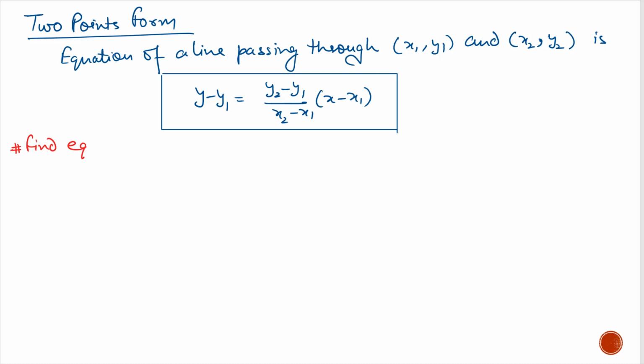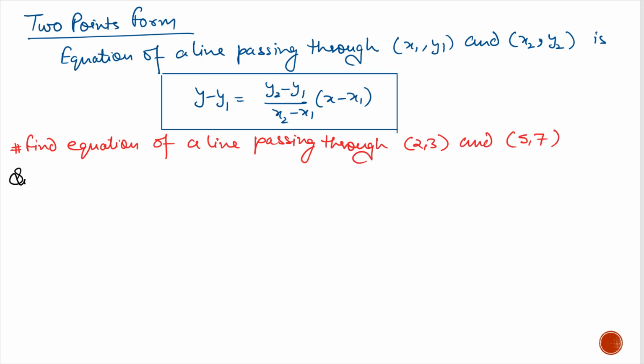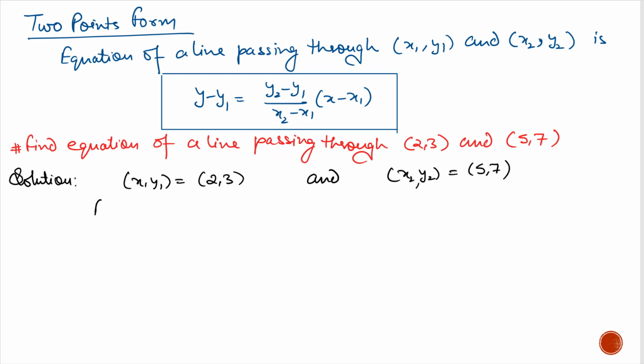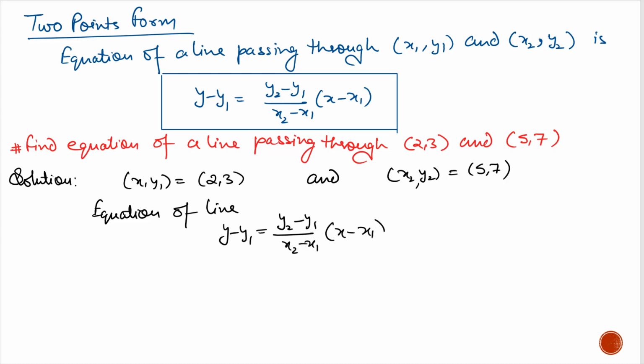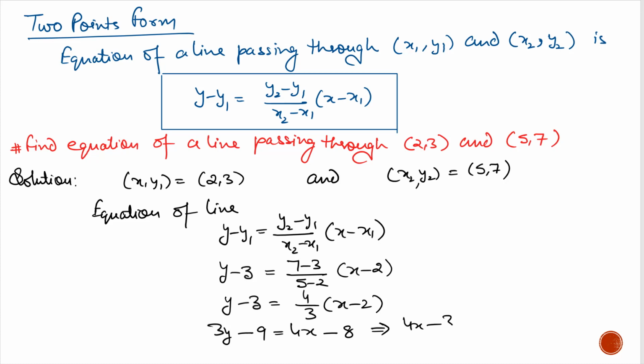We will explain with the help of an example. Find the equation of a line passing through the two points (2, 3) and (5, 7). Here (x1, y1) is (2, 3) and (x2, y2) is (5, 7). Now applying the formula y minus y1 equals (y2 minus y1) divided by (x2 minus x1), whole multiplied by (x minus x1), and after simplification, we get the equation of the line 4x minus 3y plus 1 equals 0.